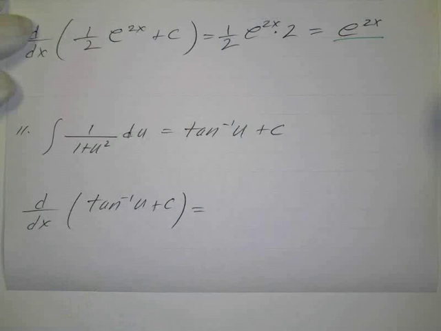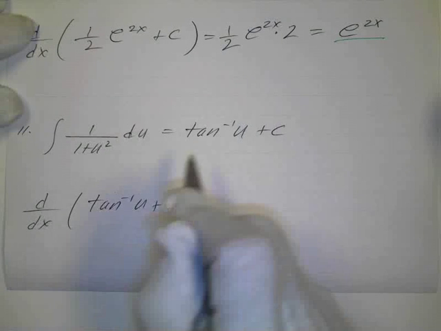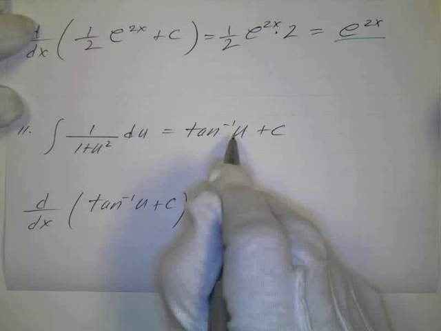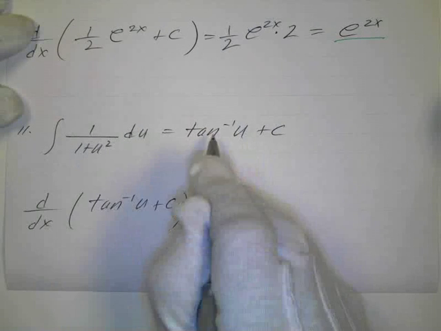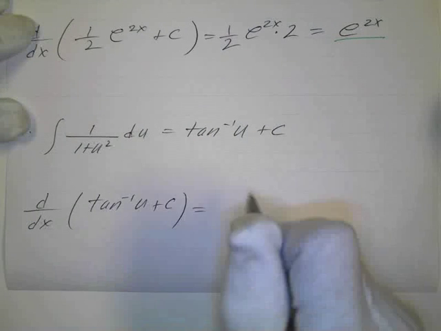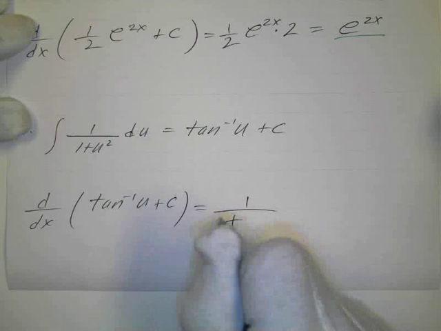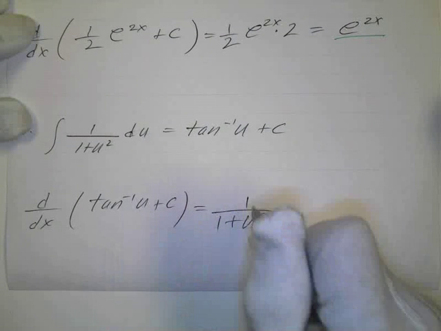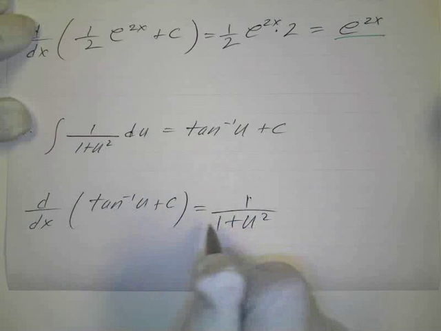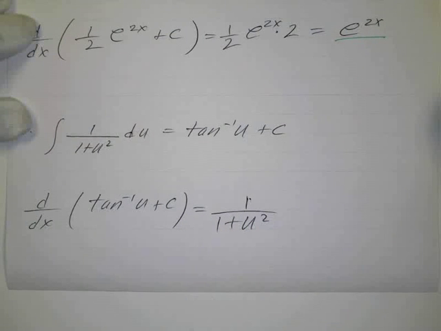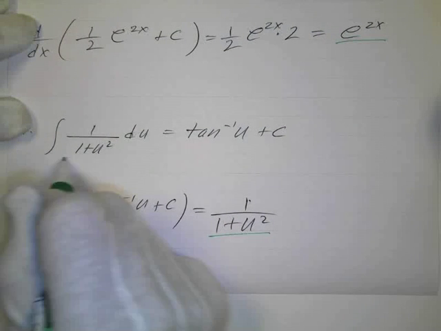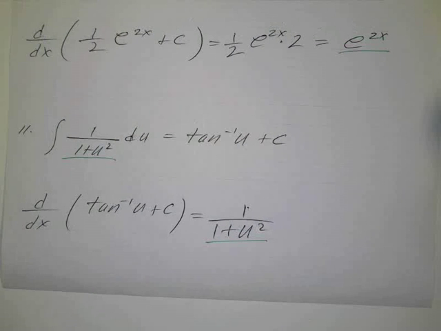And then number 11. Again, we want to show that the antiderivative of this is this, so we'll check this. The derivative of the inverse tangent of u is just 1 over 1 plus u squared. And the derivative of c is 0, so there you go. We have that. Nothing really too difficult there. That's all I really wanted.